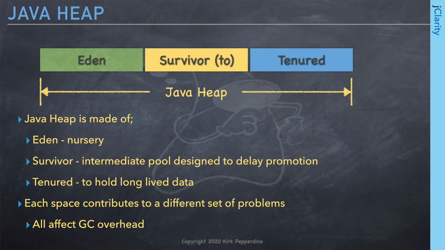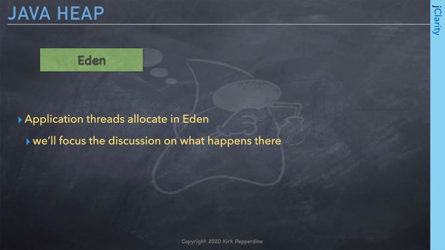this looks like. And you can see that the Java heap has an Eden space, a survivor space, and some tenured space, right? So the Eden is our nursery. If we look at what happens in each of these spaces, then you can see that they each contribute to a different problem, but all of the problems that you encounter here are going to affect GC overhead. Application threads are going to allocate in Eden. Okay, so we really want to focus our discussion on what happens here, because this is the important thing, and this is the thing that we can have the most direct effect on with our application code.